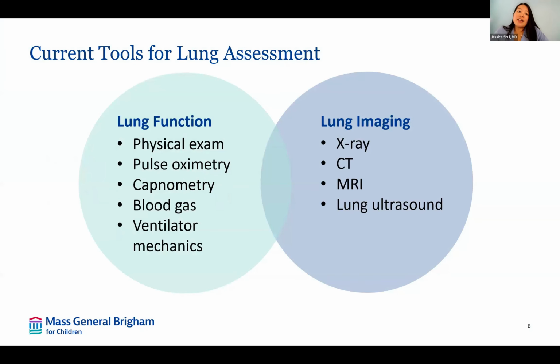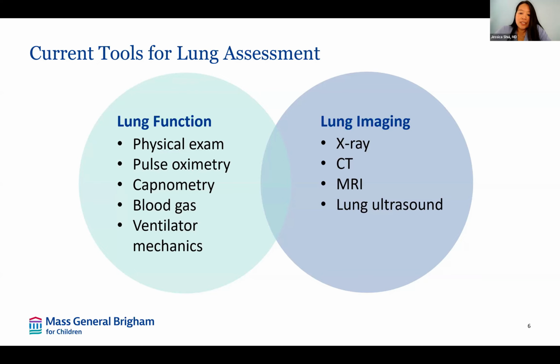So currently, when we assess the lung, we try to look at the physical exam, the pulse oximetry, capnometry, ventilator mechanics to try to get an impression on the lung's function. And for lung imaging tools, currently you can order X-ray at the bedside. You could order CT, MRI, but CTs have the drawback of increased ionizing radiation, and both CT and MRI would require transportation in the hospital, which could be really challenging for critically ill neonates.